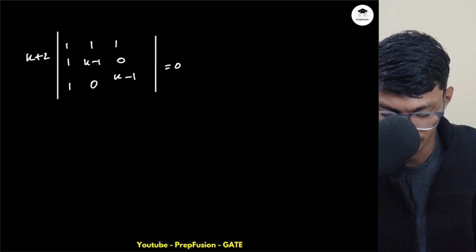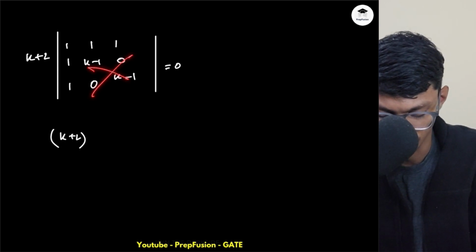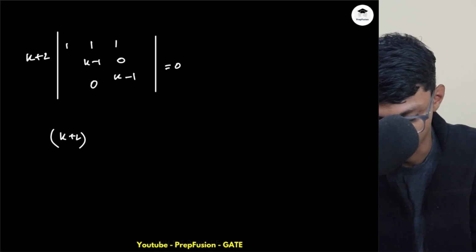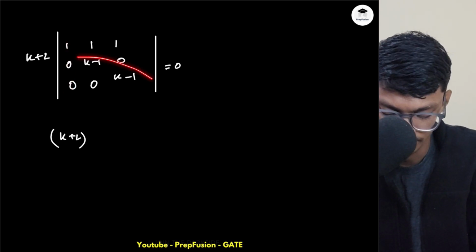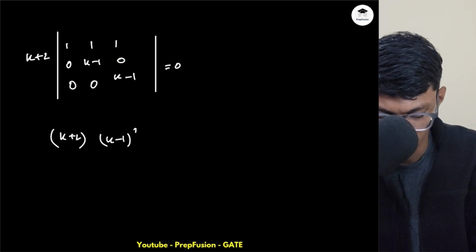So basically what will be the determinant? This is k plus 2 into this times this, and this is 0, right? Sorry, this also will go to 0, that is the main process of subtracting. So obviously I will open about this column. So only this minor will be left, right? And if this minor is left, so this is k minus 1 whole square equal to 0.